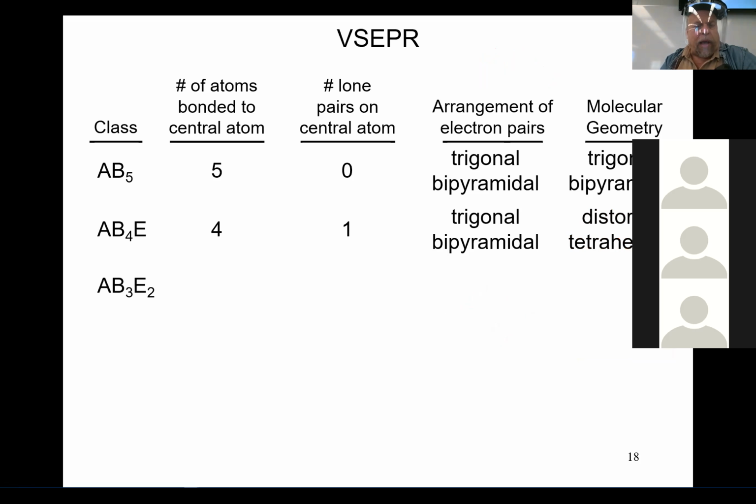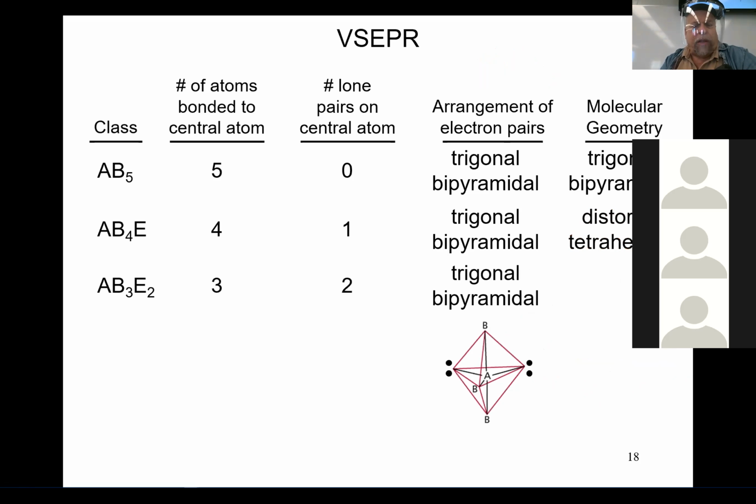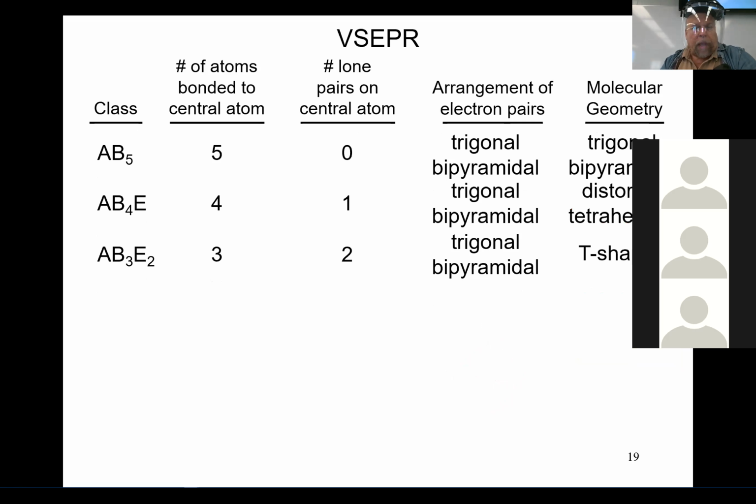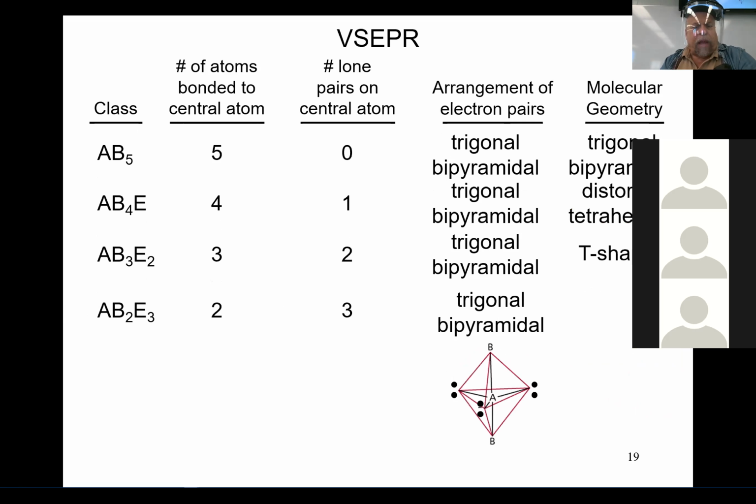And then the next one, AB3E2, where you have 3 around it, 2 electron pairs, and essentially you have trigonal bipyramidal again, but it's called T-shaped. And there'll be an example of that also coming up. But basically, those are covered when we get fully into the hybrid orbitals, which is the next section. Okay, and then lastly, AB2E3, you have 2 in the center, and then you have trigonal bipyramidal again with 3 lone pairs, and then you've got a linear structure.